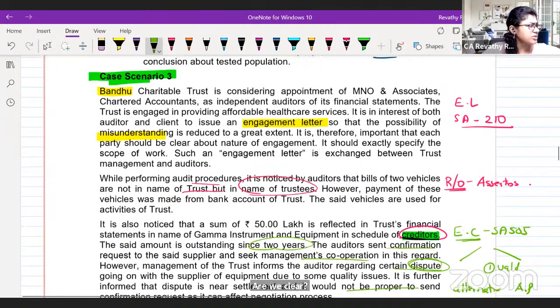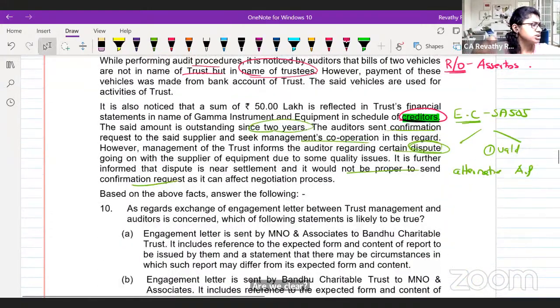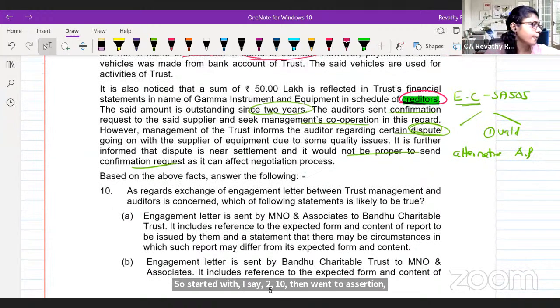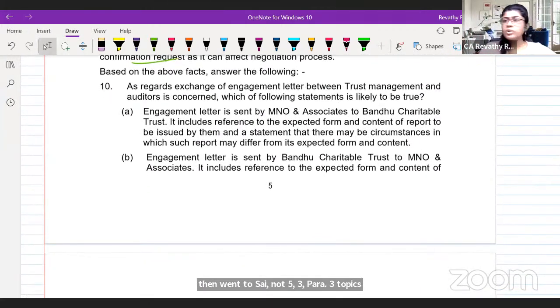So, we started with SA 210, then went to assertions, then went to SA 505. 3 paras, 3 topics. So, can we go to the questions? Only 3 questions. So read the first question.